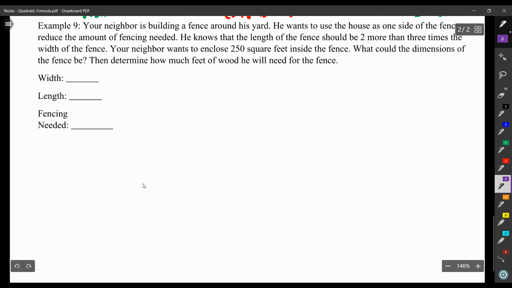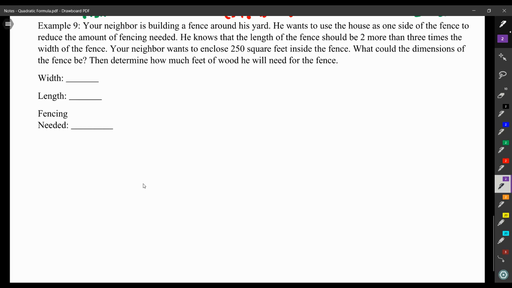Example 9. Your neighbor is building a fence around his yard. He wants to use the house as one side of the fence to reduce the amount of fencing needed. He knows that the length of the fence should be 2 more than 3 times the width of the fence. Your neighbor wants to enclose 250 square feet inside. What could the dimensions of the fence be? Then determine how much feet of wood he would need for the fence.